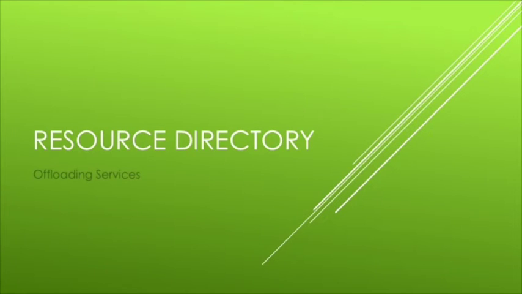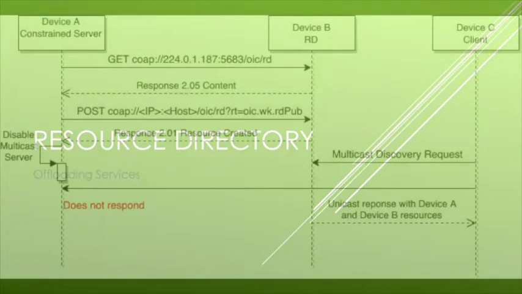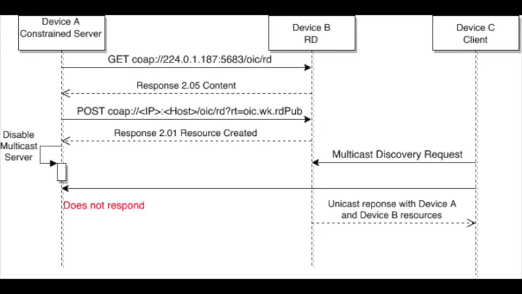The resource directory is one of the two available services for offloading resource handling. The resource directory is a service in which a constrained device can publish its resource representation and thereafter shut its antenna down. The resource directory will afterwards respond to discovery requests on behalf of the constrained device. The data flow of the resource directory can be seen in the sequence diagram. The first step is to discover the resource directory to which the constrained device can publish its resource representation. Once it has discovered it, it will publish its representation and shut down its multicast antenna.